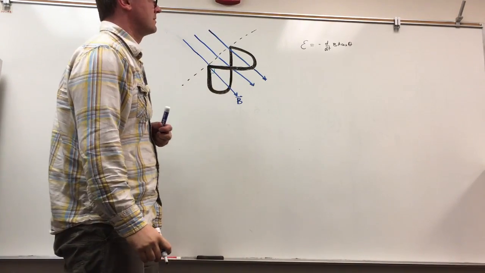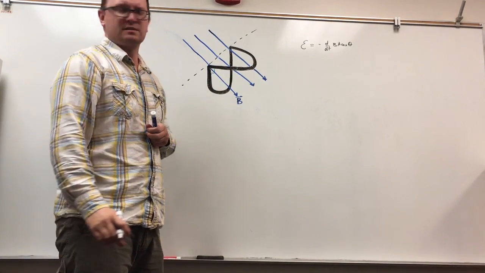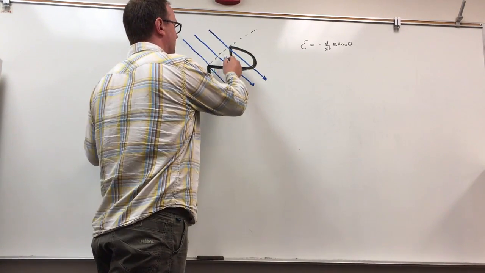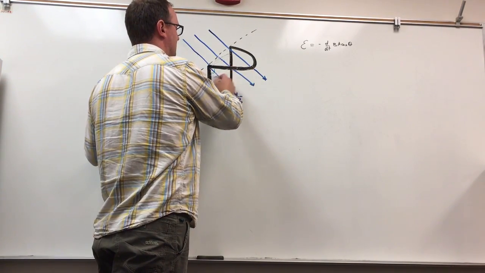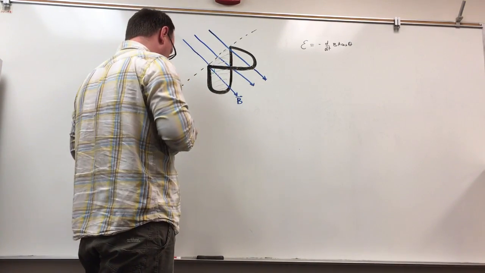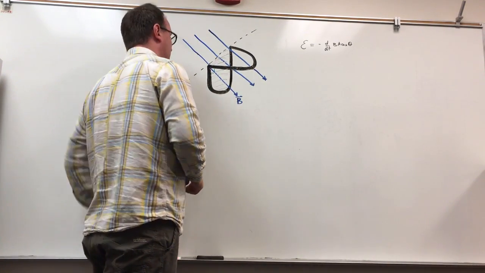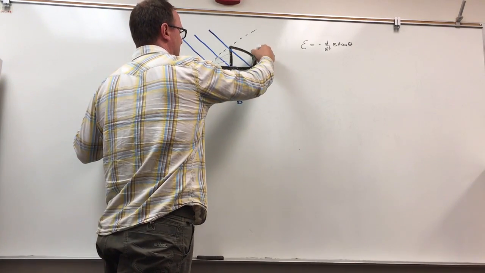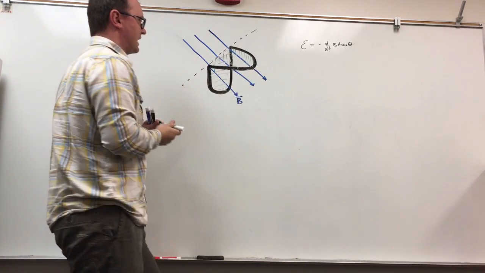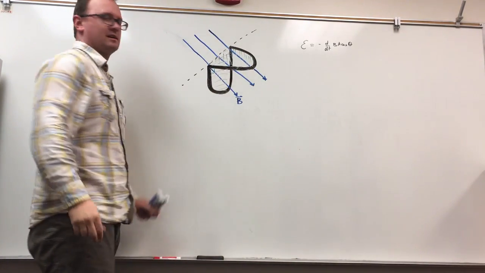Yes, cosine theta. So now I think the thing to do would be to split this into two parts, right? We've got this part here with the gray shading, and this part up here with the green shading. You know what I'm saying? Yeah, so we've got this area and that area.